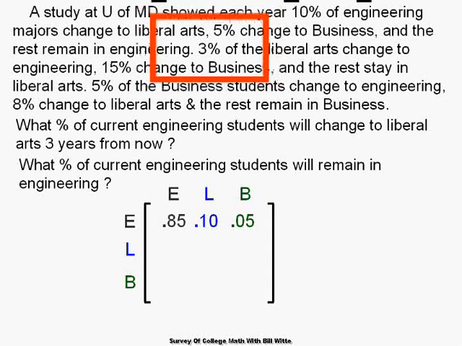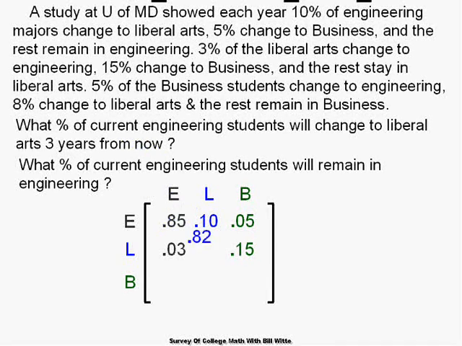Okay, what other numbers do we have? 3% of the liberal arts changed to engineering. So from liberal arts to engineering, we had 3%. 15% of the liberal arts changed to business. So from liberal arts to business is 15. And once again, we have one missing number. We can find that by subtracting from 1. 0.03 and 0.15 add up to 0.18. And if I subtract that from 1, I get 0.82.